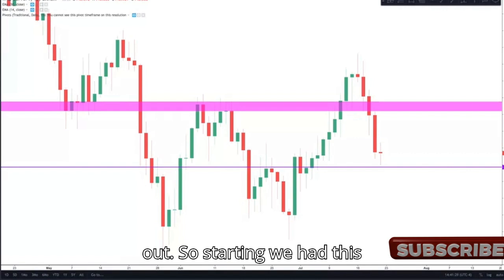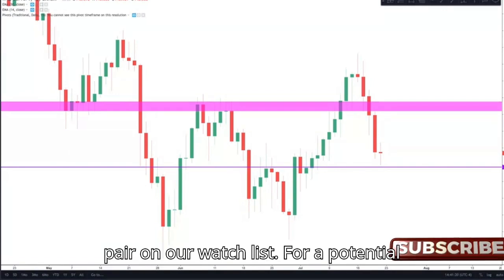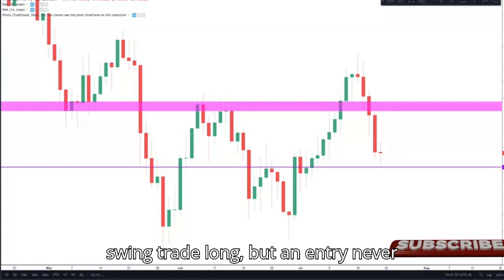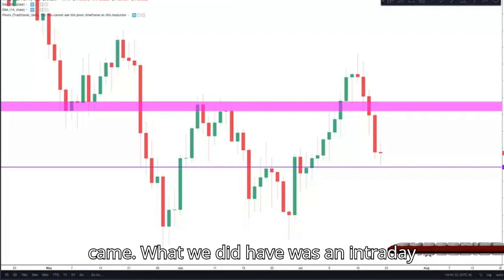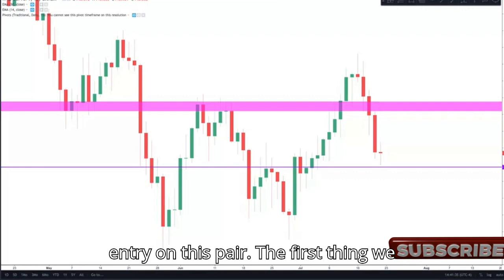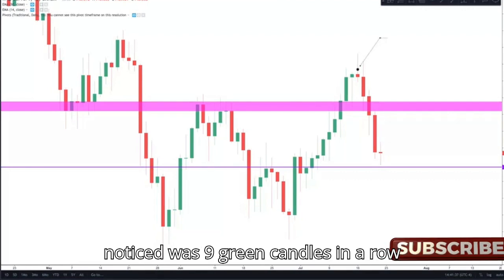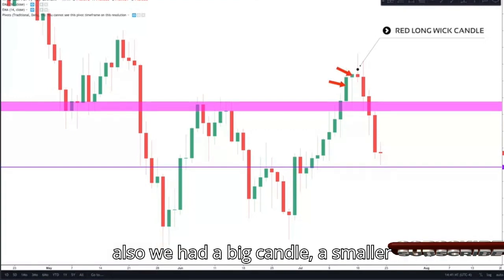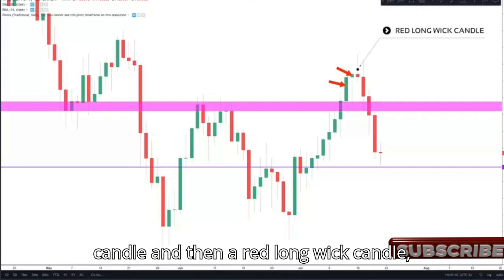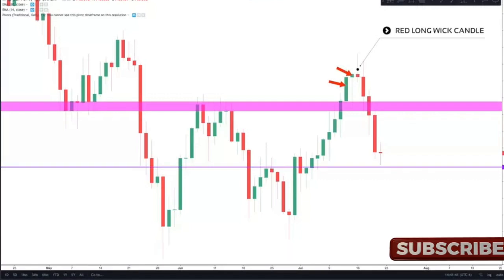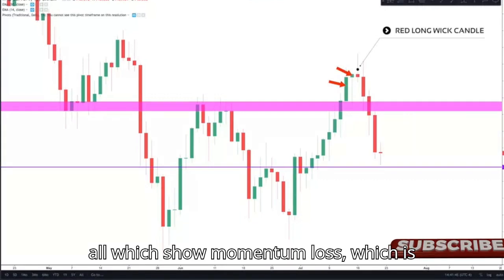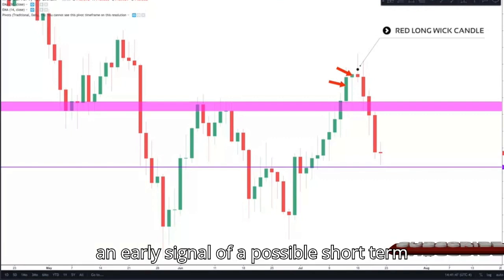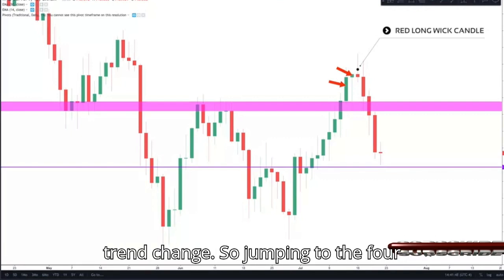So starting, we had this pair on our watch list for a potential swing trade long, but an entry never came. What we did have was an intraday entry on this pair. The first thing we noticed was 9 green candles in a row before we finally had a red candle. And also we had a big candle, a smaller candle, and then a red long wick candle, all which show momentum loss, which is an early signal of a possible short-term trend change.